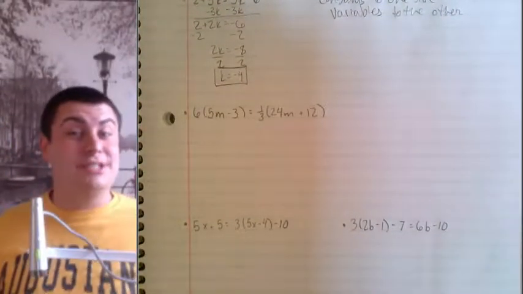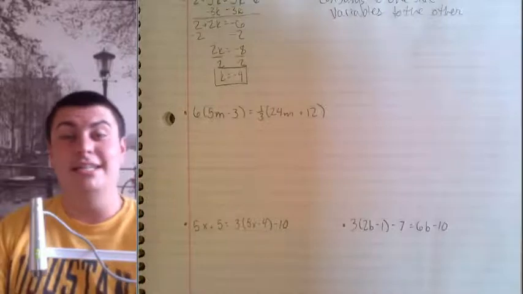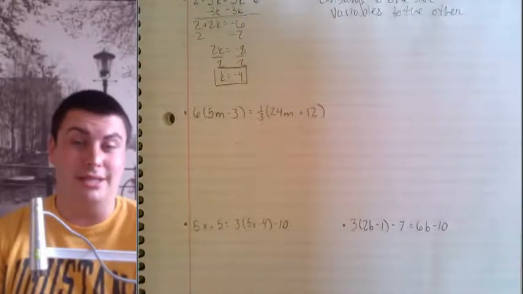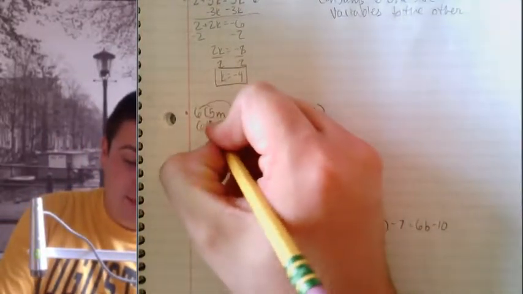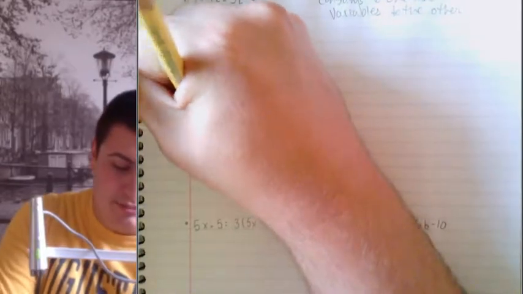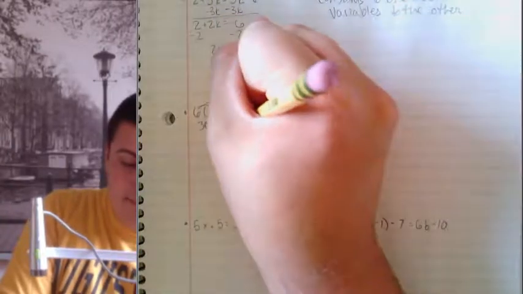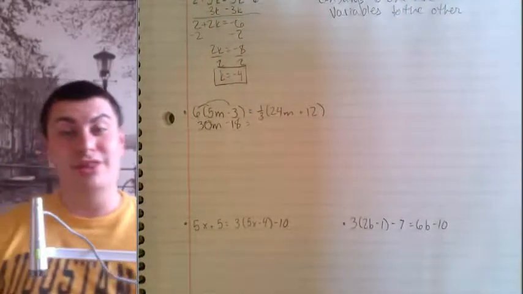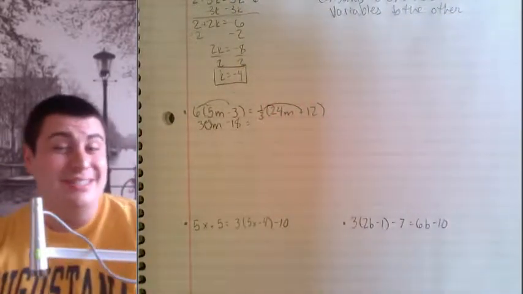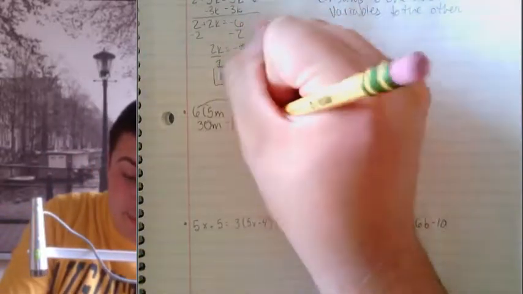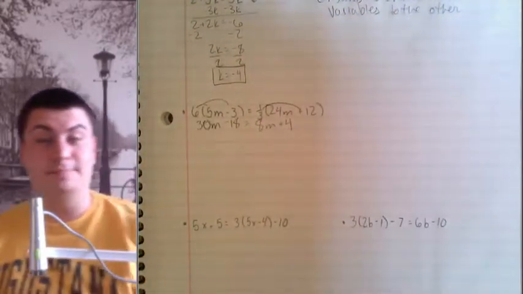Sometimes we might have to do a little distribution before we start. That's okay. Our first step here is 6 times the group 5m minus 3 equals 1/3 times the group 24m plus 12. Our first step is going to be distribution. We're going to distribute this 6 and get not 60, silly Mr. Walls, but 30m minus 18 equals, and we distribute the 1/3 to 24m and 12. Multiplying by 1/3 is like dividing by 3. So 24m times 1/3 is 8m, plus 12 times 1/3 is 4.